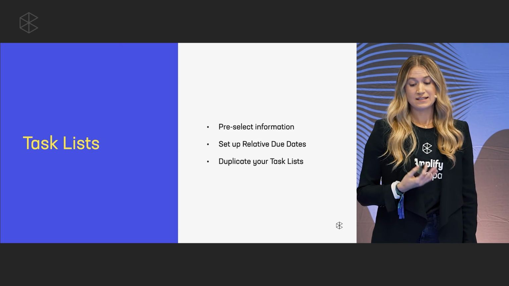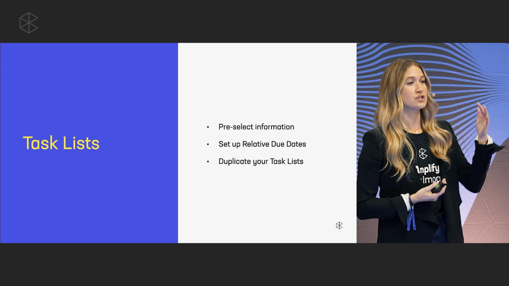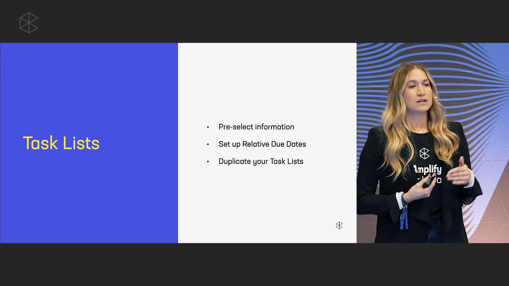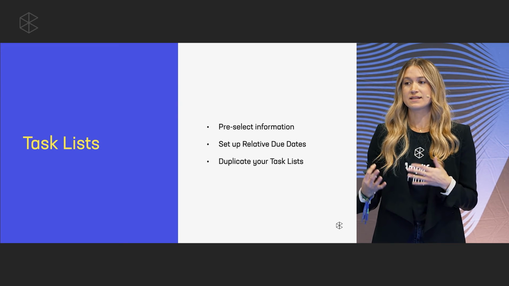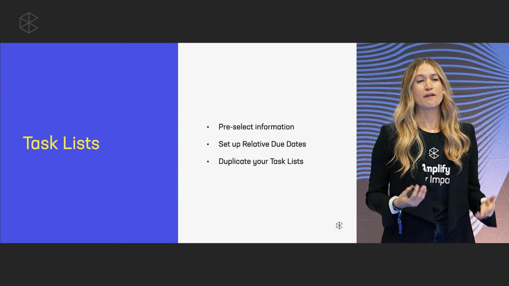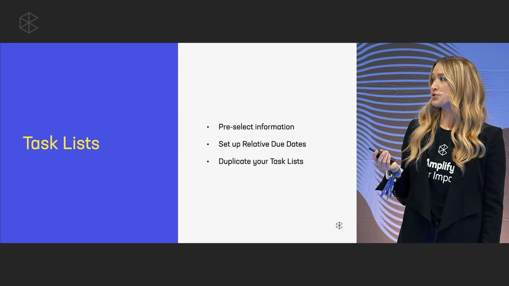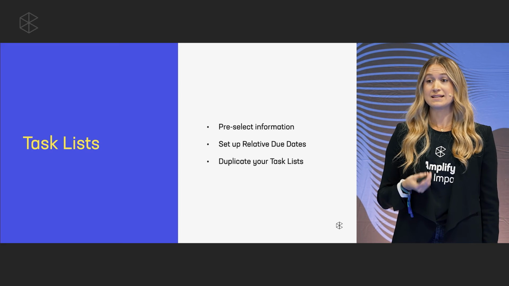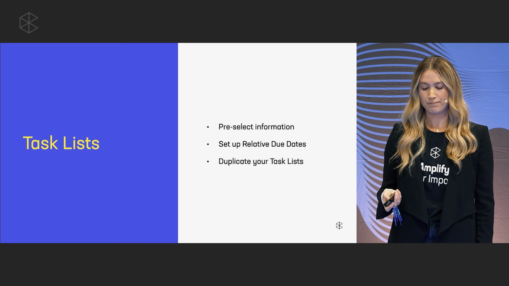Next, we looked at task lists, and there are a few things or many things that you can pre-select within each of those templated tasks. I also recommended that you set up relative due dates so that your due dates cascade from each other and you don't need to always think about when everything's going to be due. Clio's going to do the work for you. And my advanced user tip was to duplicate your task lists instead of starting from scratch. Find those little time savers to work a little bit smarter.